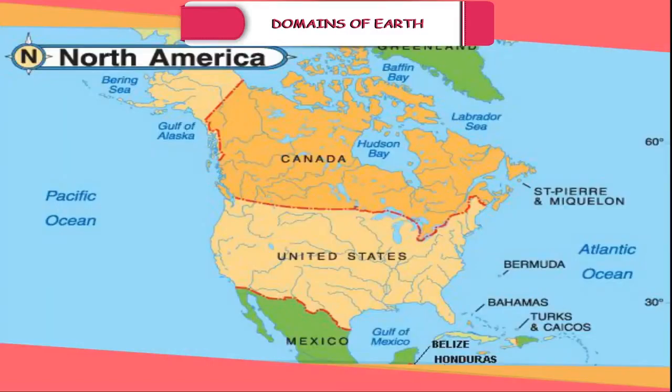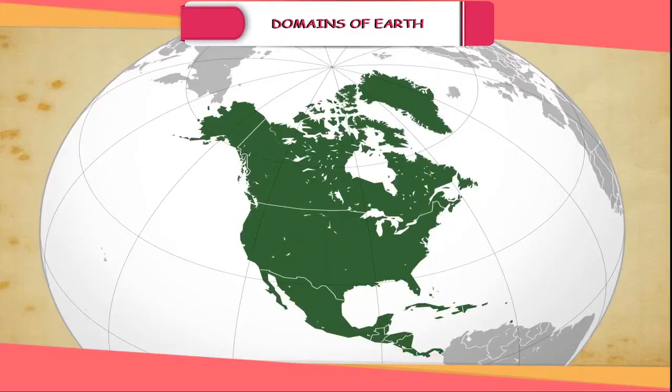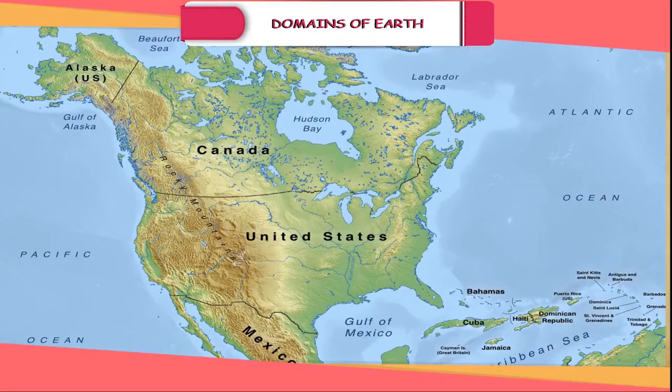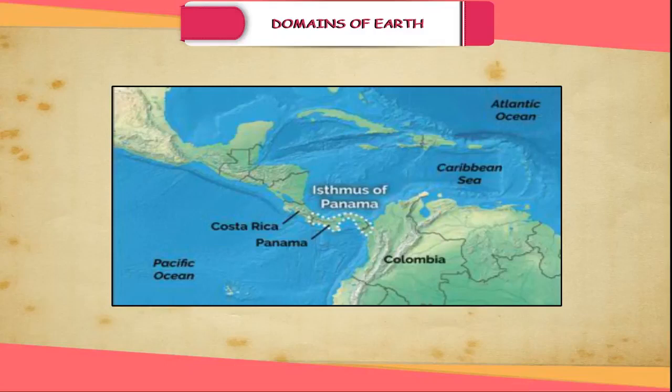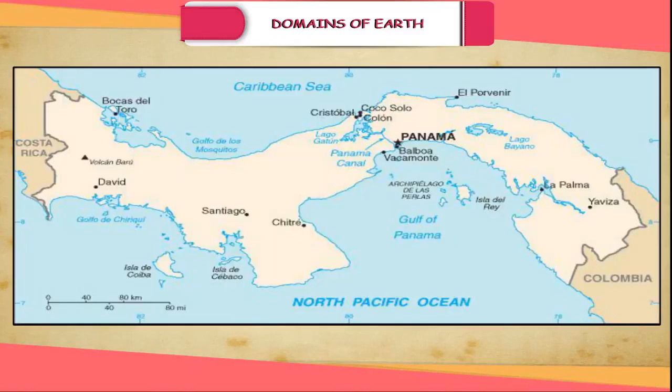North America. This is the third largest continent of the world. It lies entirely in the northern and the western hemisphere. It is surrounded on all sides by oceans and seas except to the south where it meets South America. It is joined to South America by the Isthmus of Panama. An isthmus is a narrow strip of land joining 2 large land masses.